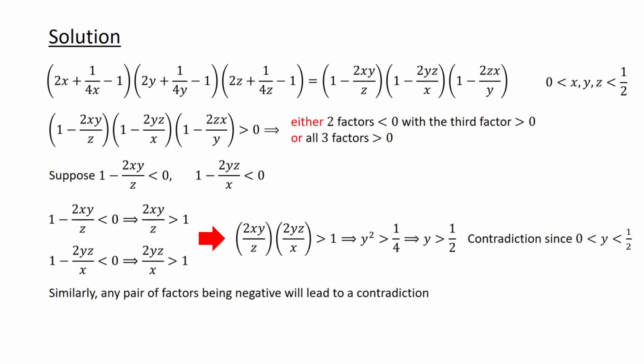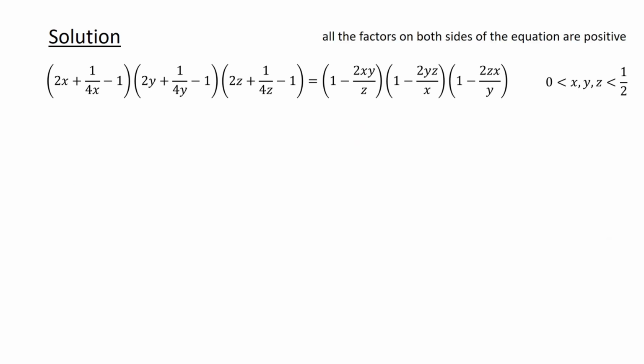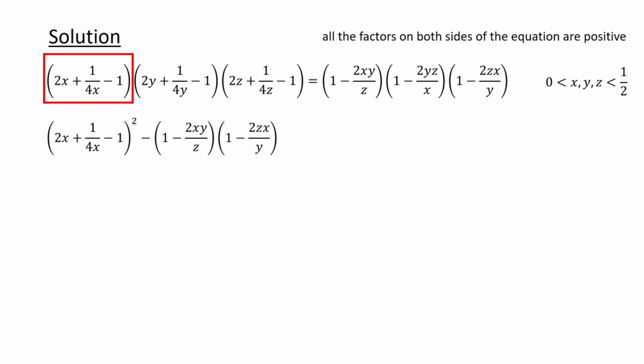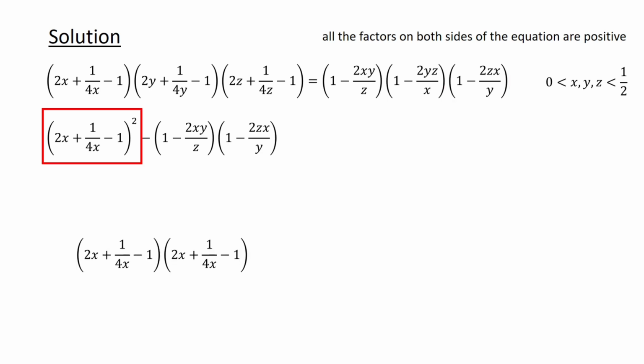Similarly, any pair of factors being negative will lead to a contradiction. Therefore, all 3 factors are in fact positive. Having shown that all the factors on both sides of the equation are positive, next, let's consider this expression, which is the square of the first factor on the left-hand side, minus the product of the first and third factor on the right-hand side. First, let's evaluate (2x + 1/(4x) - 1) squared.